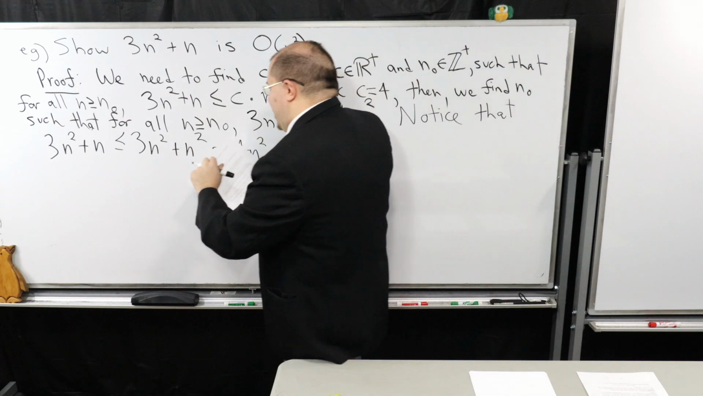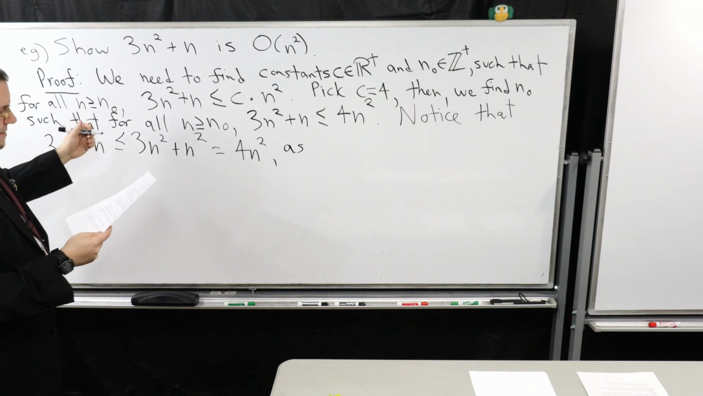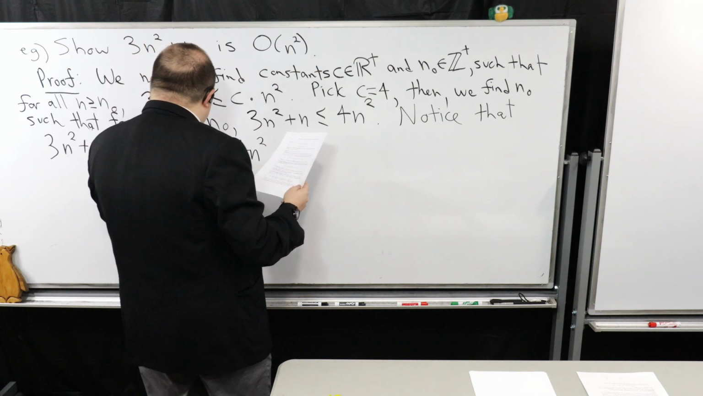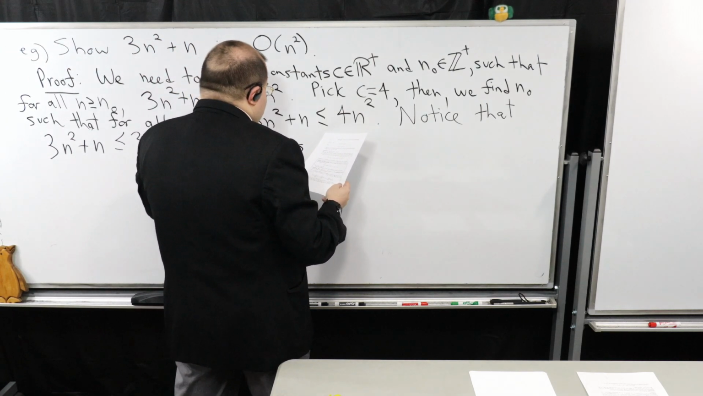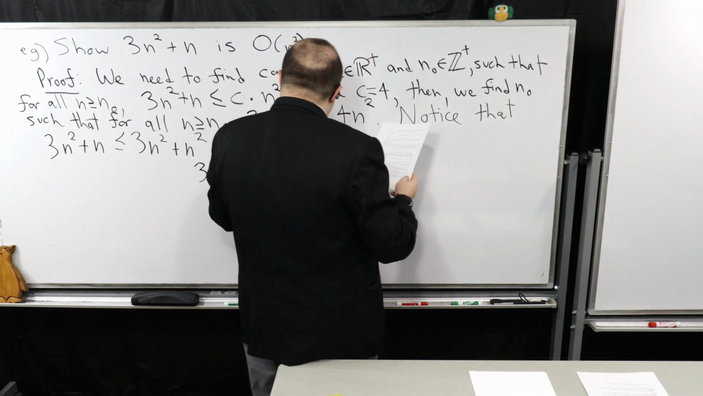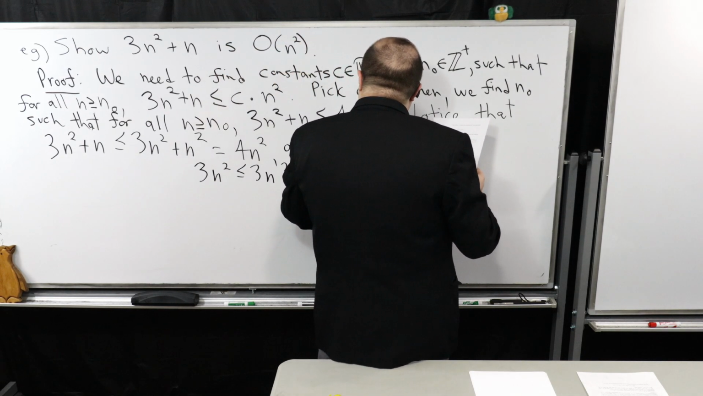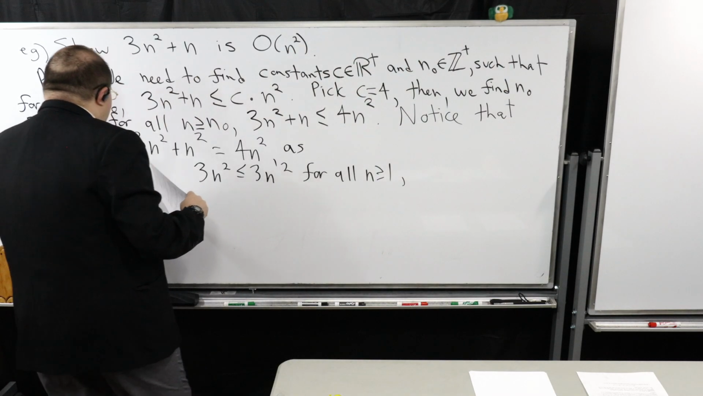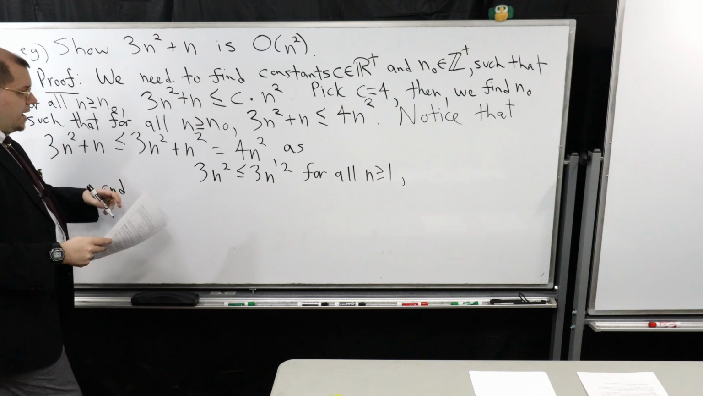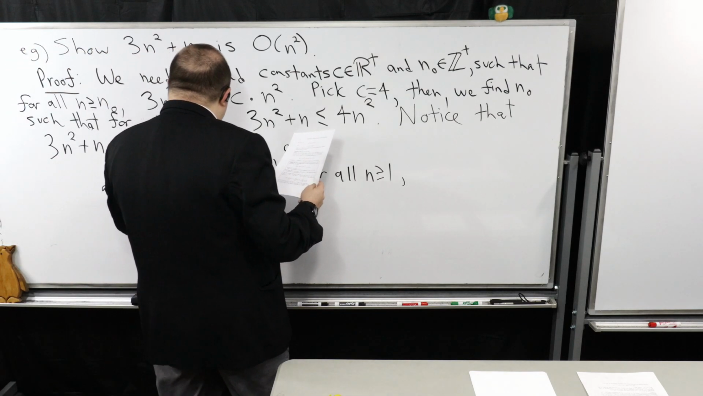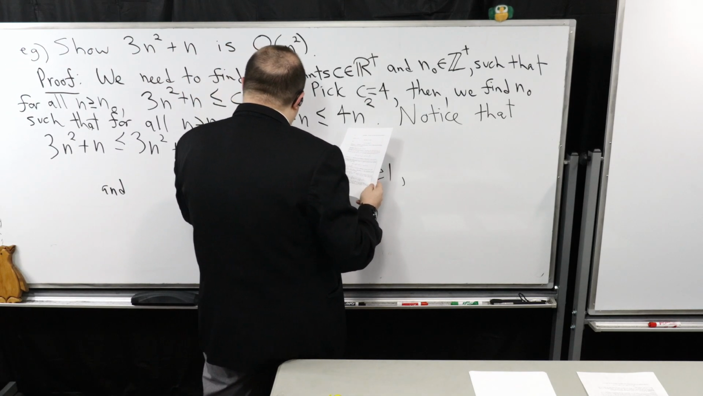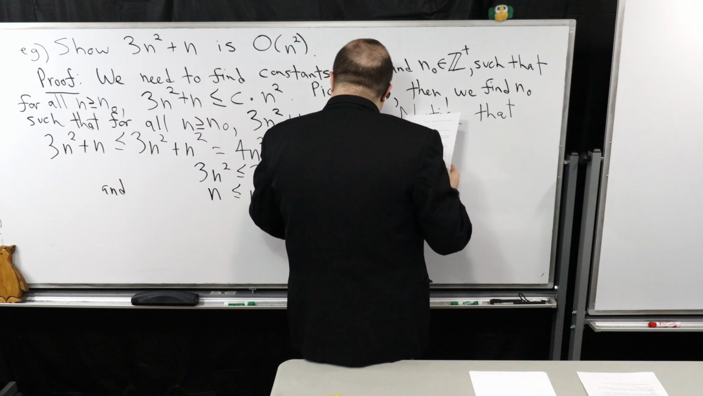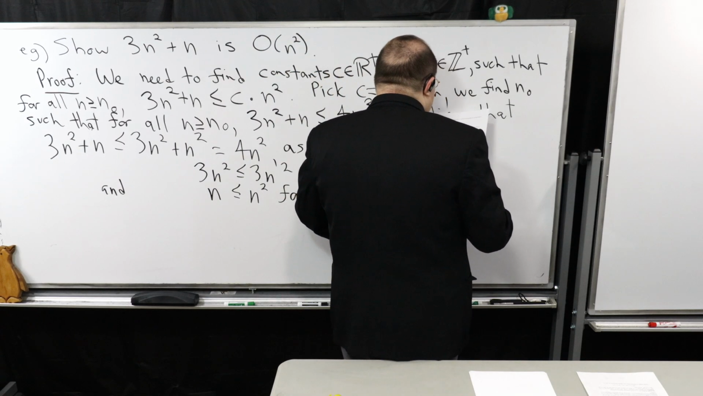Remember, this is the reason why this inequality is true. It's actually this part I'm offloading on the backside of the sentence. As 3n squared is less than or equal to 3n squared for all n greater or equal to 1, and n is less than or equal to n squared for all n greater or equal to 1.